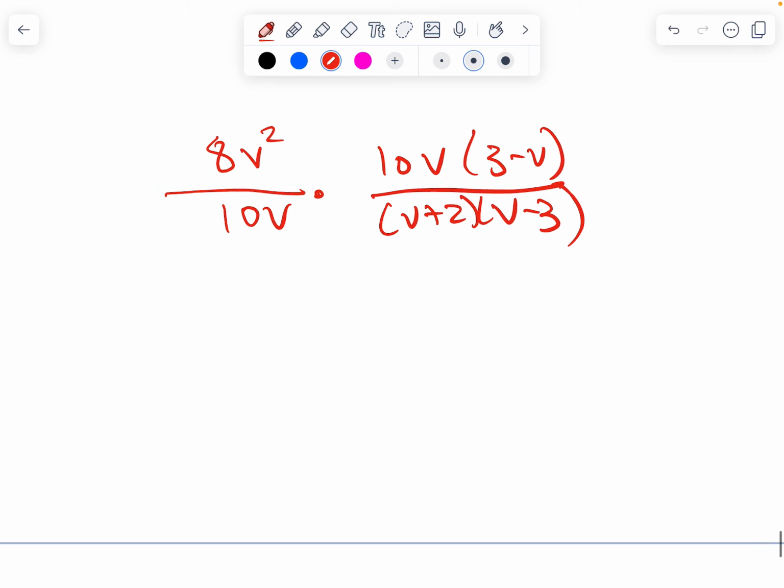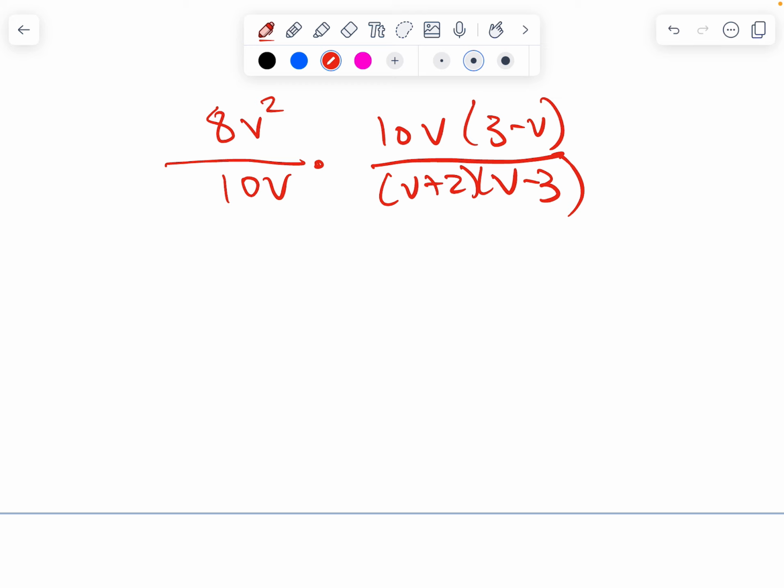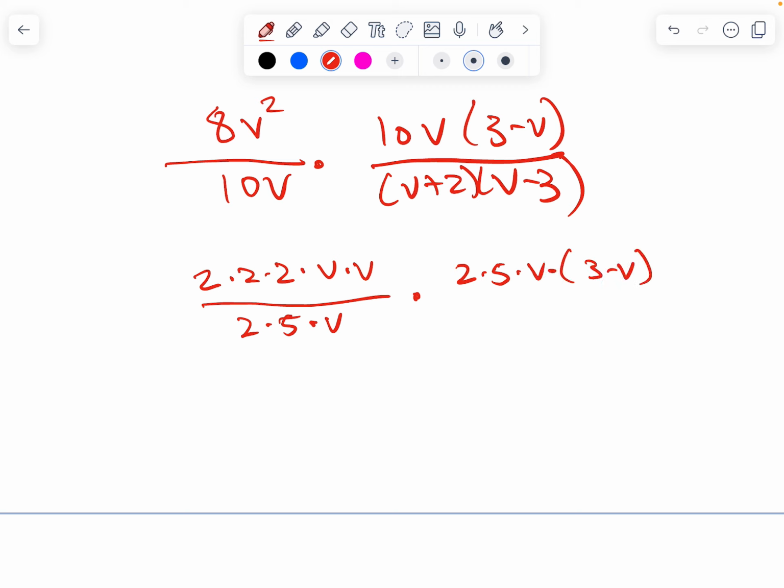Okay, so hopefully what you've done is you've gone through and you've factored the top. So 8 is the same thing as 2 times 2 times 2 times v squared. On the bottom, we have 10, which is 2 times 5 times v. On the top, we have 10v, which is 2 times 5 times v. We have 3 minus v. And we have v plus 2, v minus 3.